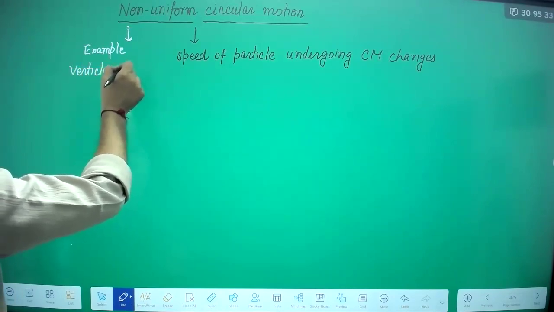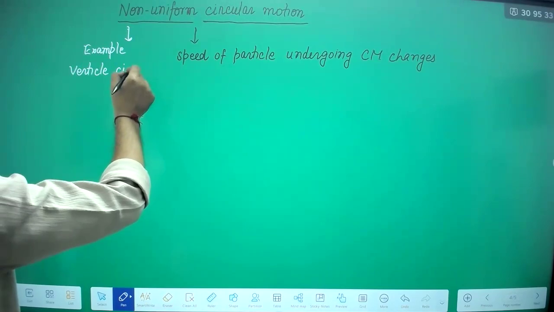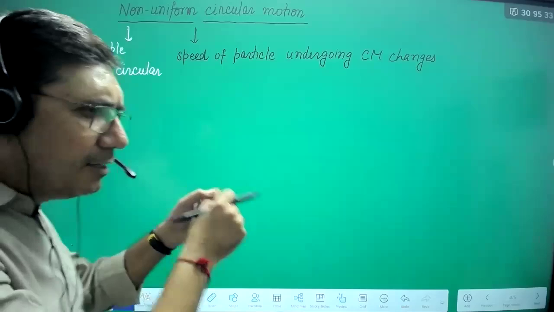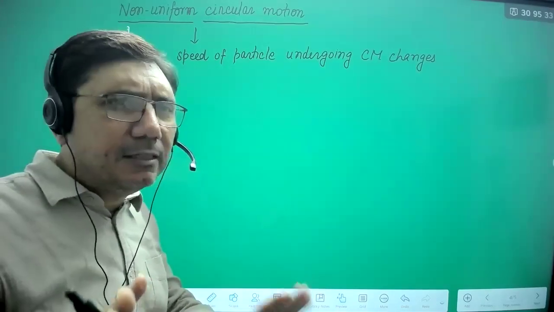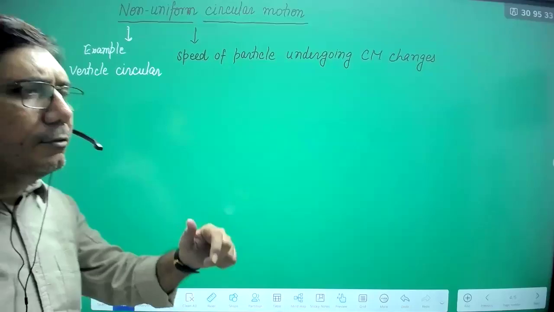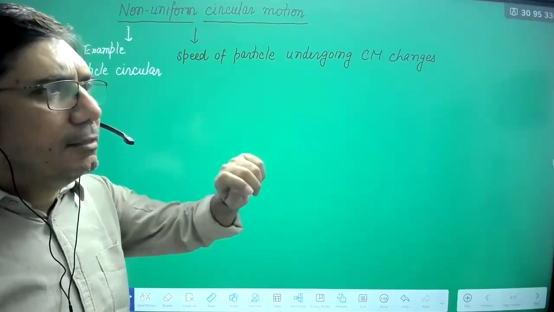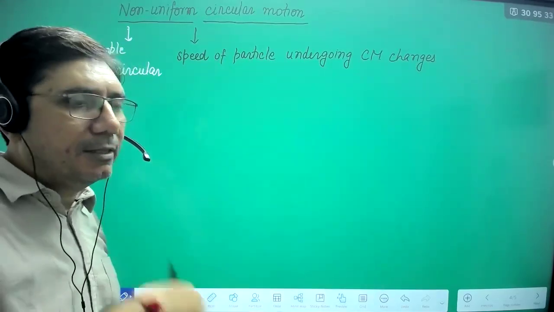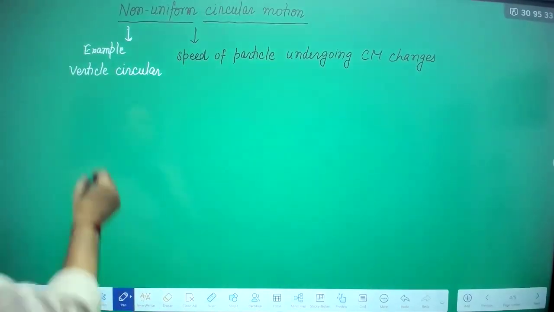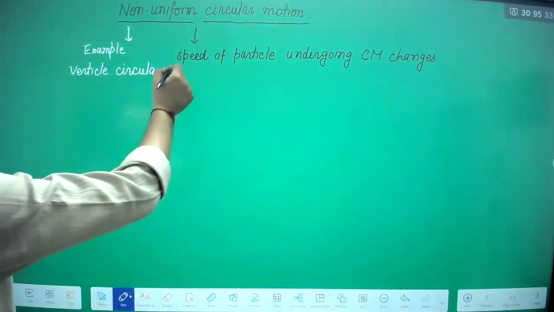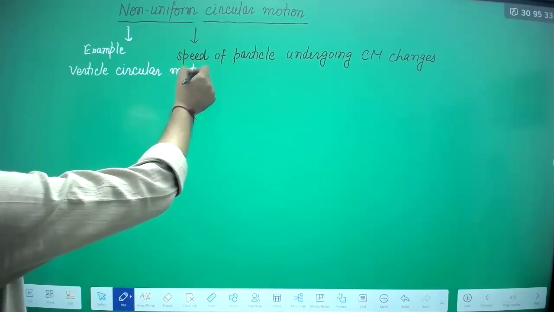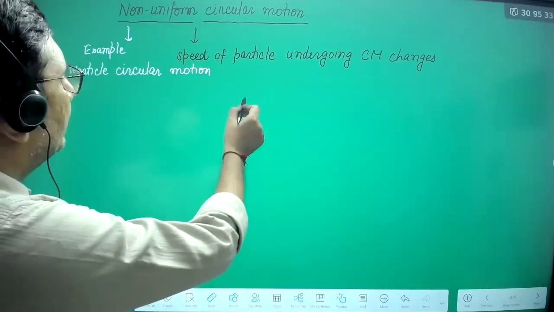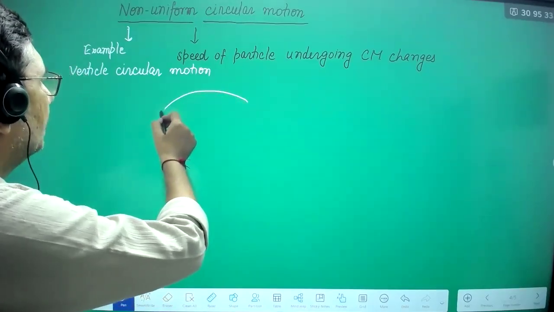Sir, simple harmonic motion? Simple harmonic motion is a very small part of the circular motion. You are correct to that extent. But like you have seen at a fair, when you go to a fair, there are those swings, whatever you call them, that type of thing is vertical circular motion. This is the best example of non-uniform circular motion. So here I'm talking about vertical circular motion.